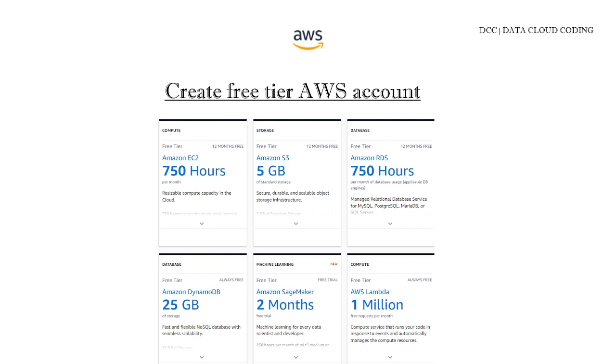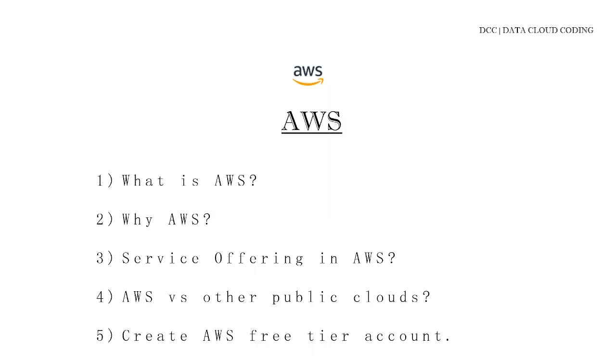Okay, so we are done with the theory part. We have seen what AWS is. We have seen why we should go for AWS. We have had a look at the service offerings inside of AWS. We did a little comparison of AWS versus other public clouds. Now let's see how we can create the free tier AWS account.